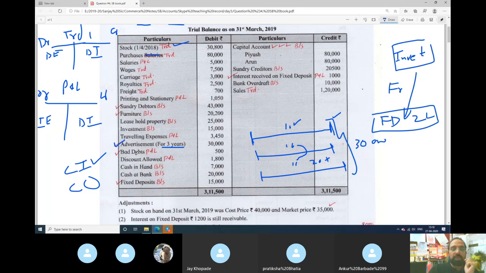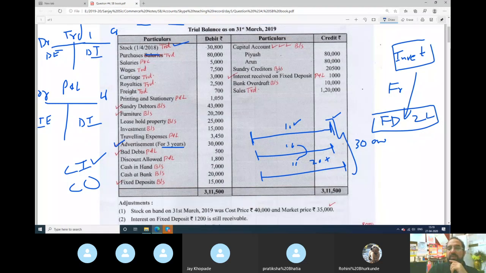Bad debts, profit and loss, it is a loss. Discount allowed, when you have allowed discount, it is an expense, it will go to profit and loss. Cash in hand, cash at bank, fixed deposit, all are assets. Now see capital accounts, Piyush and Arun given to you. I have told you in capital accounts we will always make 3 tick marks. Right guys? Okay, sundry creditors, it is a liability. We have to pay the money.